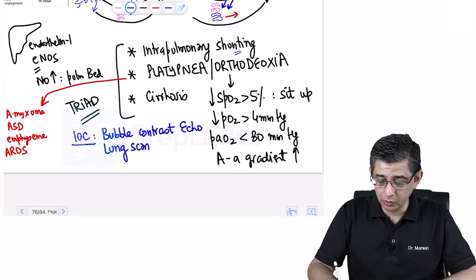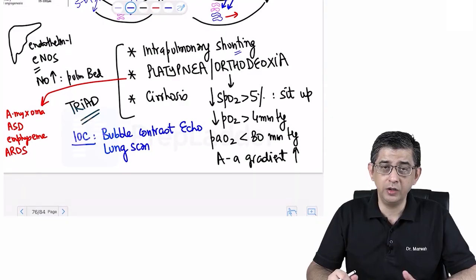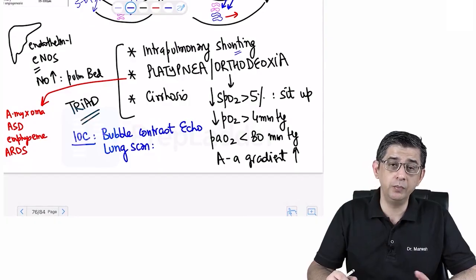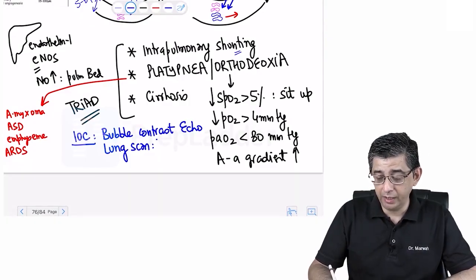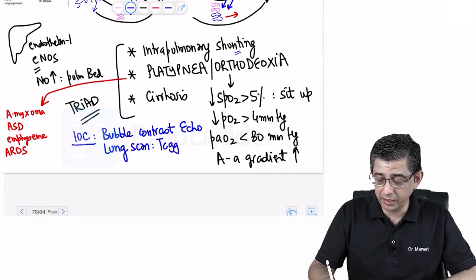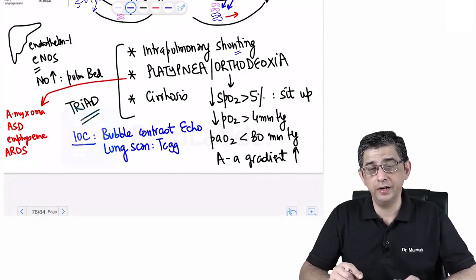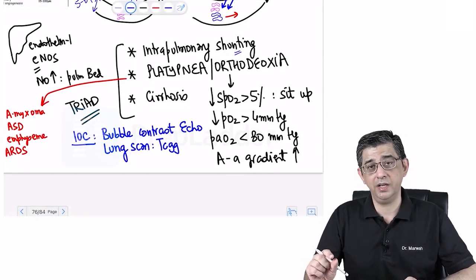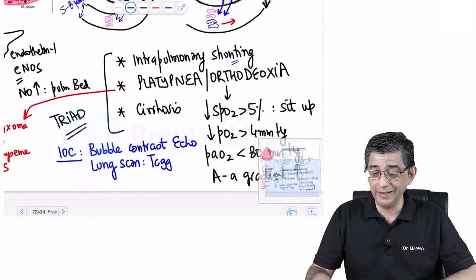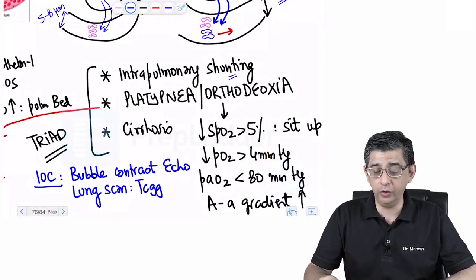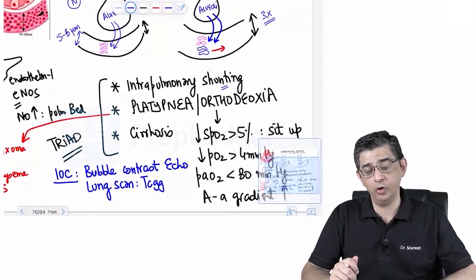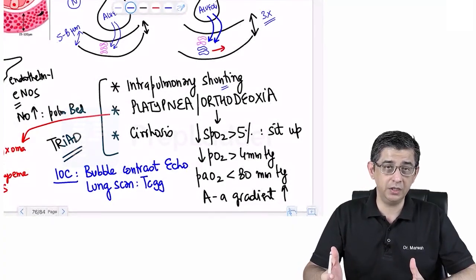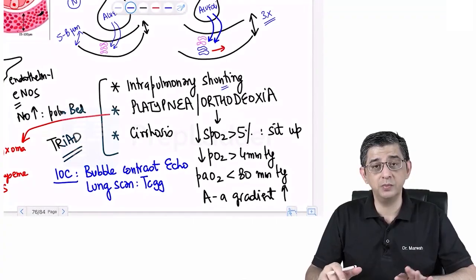Apart from this, we also have a special radiological technique where we use micro aggregate particles labeled with technetium 99, and we can do a lung scan. These technetium 99 labeled particles have a particular size, so they are able to cross these dilated blood vessels, but they are definitely not able to cross the normal vasculature of the lung.